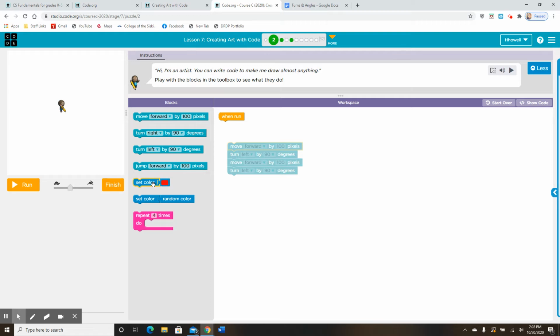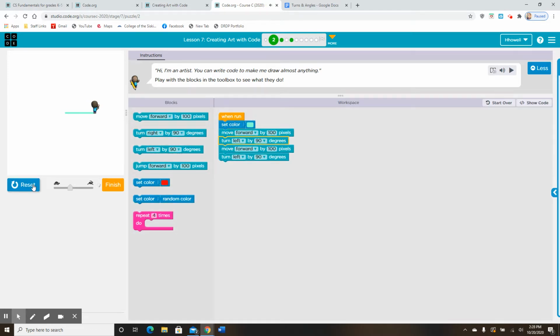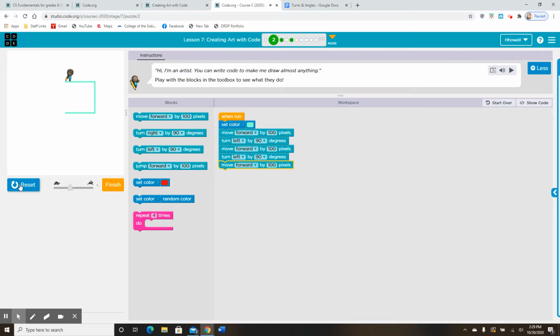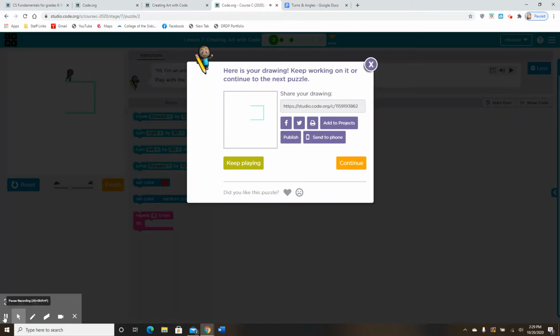I would love it if you would pause me. That way you guys can really mess around with the blocks. And then when you're ready, hit run and see what your artist does. And remember, it has all the pixels, which are tiny blocks within your code, which makes your guy draw. So just play around with this, and when you're ready, hit finish and unpause me.